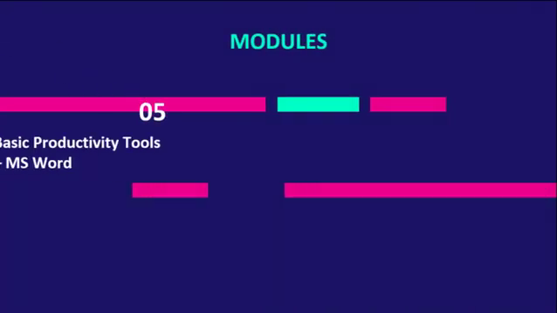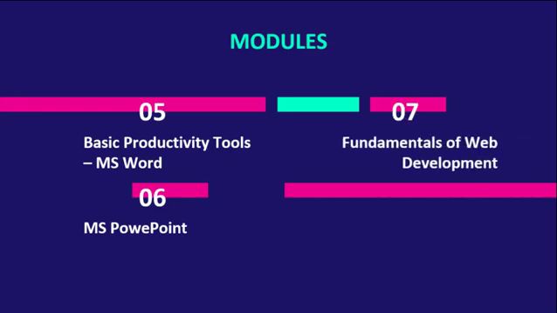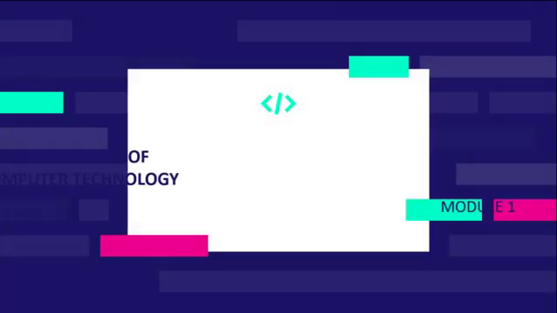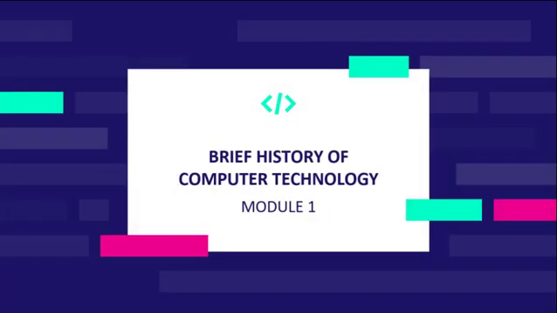The fifth module will be about the productivity tools, which is MS Word. And then the sixth module is about MS PowerPoint. And the last module is fundamentals of web development. So today we are going to talk about module 1, which is brief history of computer technology.